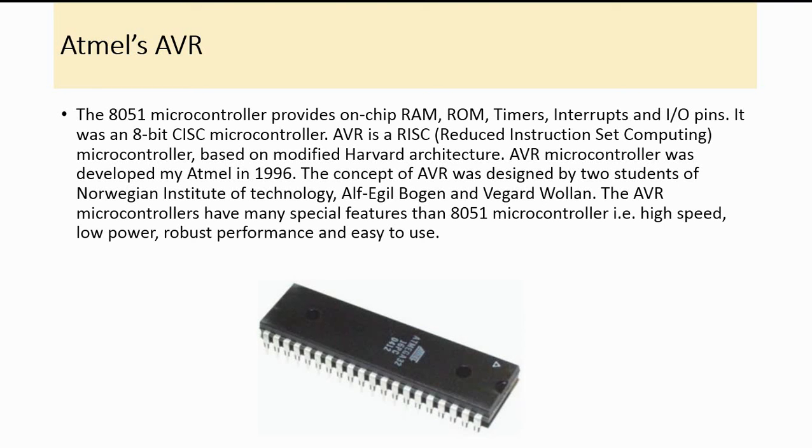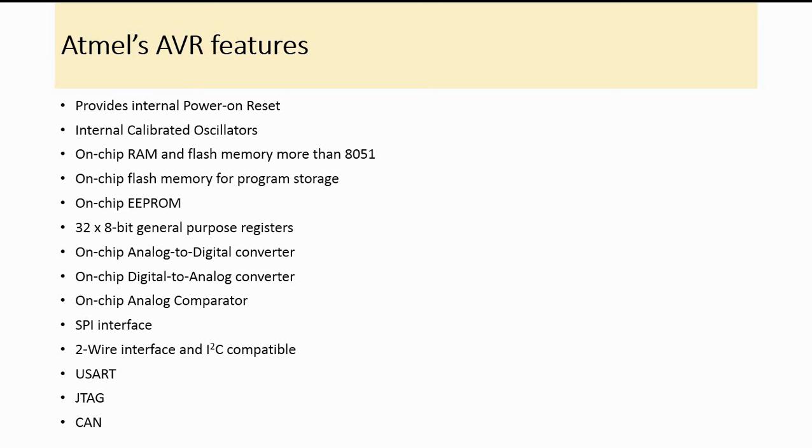And also, most instructions in the AVR microcontrollers take just 1 or 2 clock cycles, which makes the AVR microcontrollers fast among the present 8-bit microcontrollers. Here are some features of the AVR microcontrollers: it has an internal power on reset circuit, internal calibrated oscillators, on chip RAM, flash, EEPROM or non-volatile memory, and some registers on chip, A to D converter, D to A converter, analog comparator, compatible with the SPI, USART and I2C protocols, CAN protocol, and it also supports the JTAG.